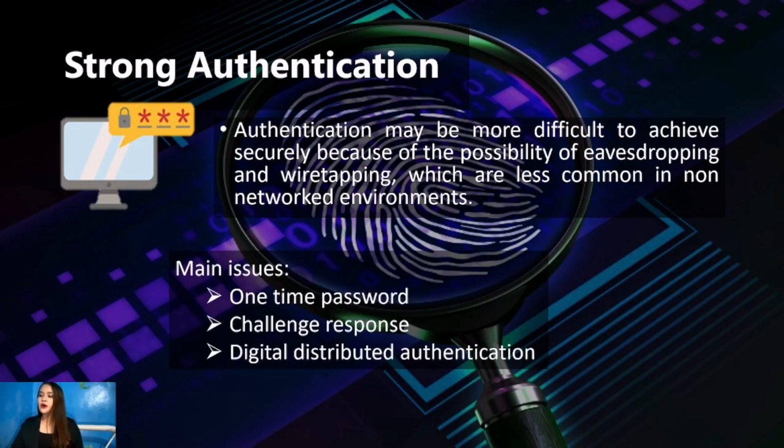Number one is the one-time password. A one-time password can guard against wiretapping and spoofing of a remote host. A one-time password is good for one use only. Next is the challenge response systems. The simplest example of a challenge response protocol is a password authentication, where the challenge is asking for the password and the valid response is the correct password. Last is the digital distributed authentication. It is to authenticate non-human entities in a computing system.